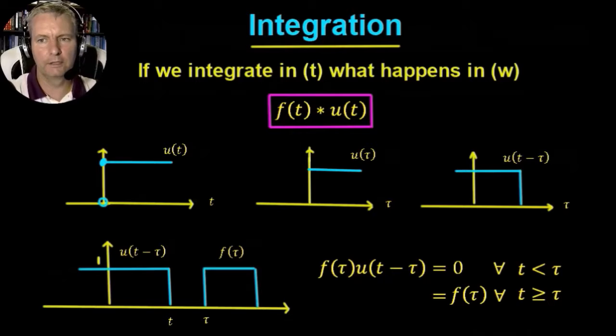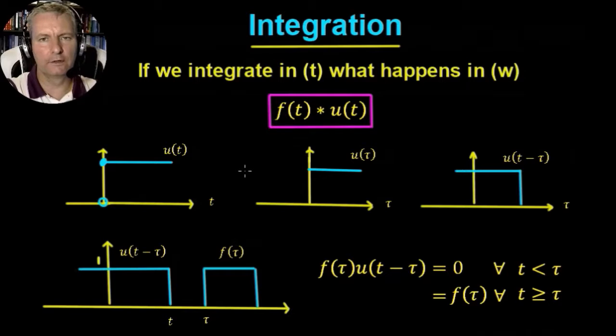So let's go ahead and we'll look at integration. Now the question we want to answer is, if we were to integrate a function in time, what would happen to that function in frequency? So what we can do, in order to integrate a function, is convolve the function with the unit step. So that's f of t convolved with u of t.